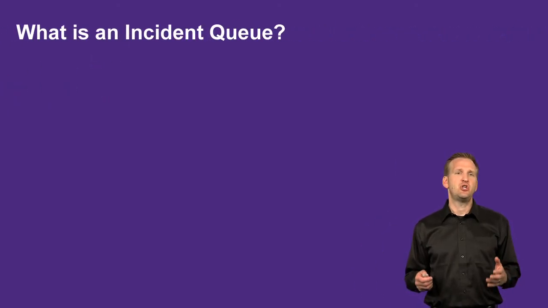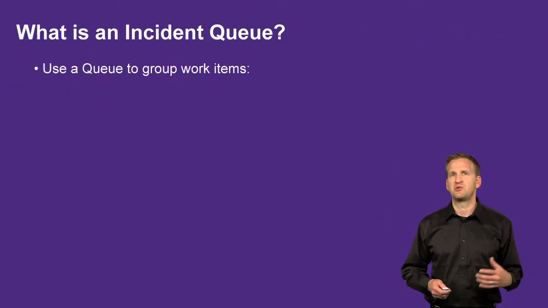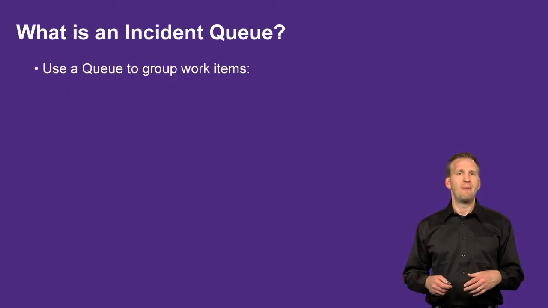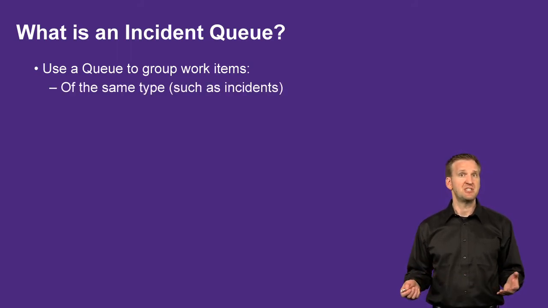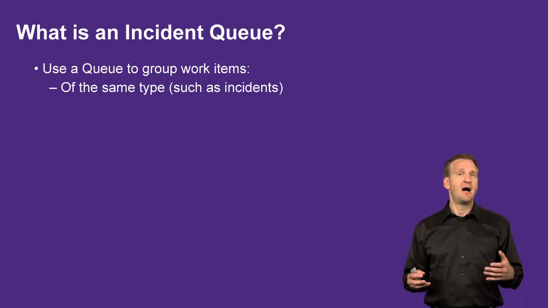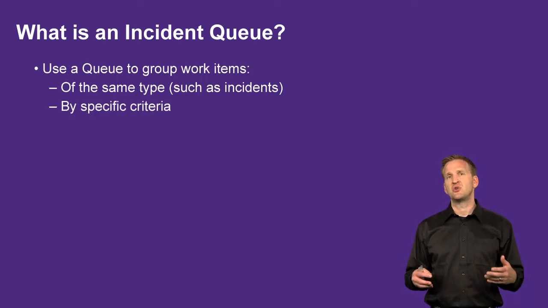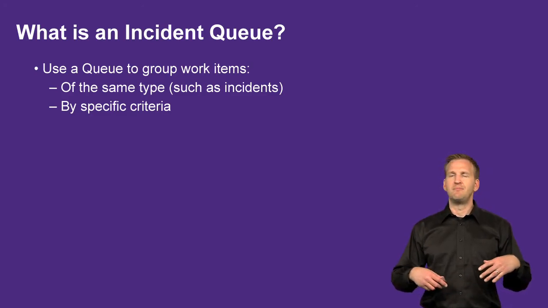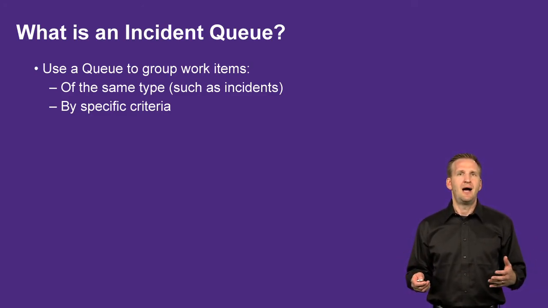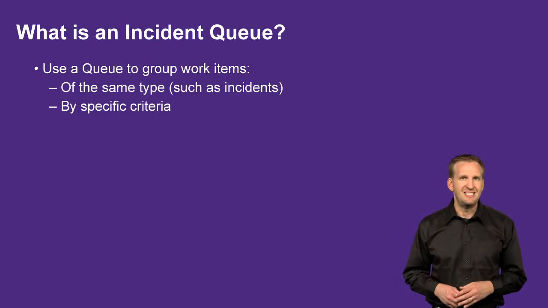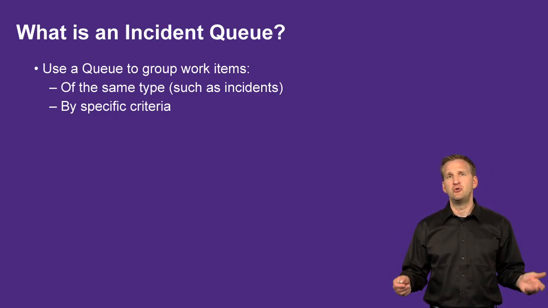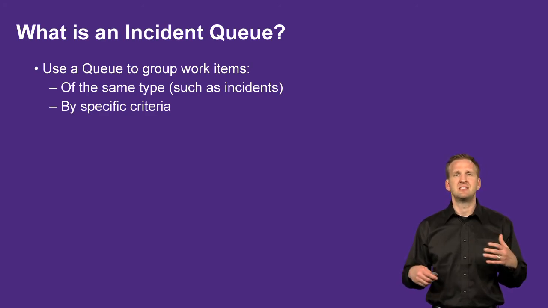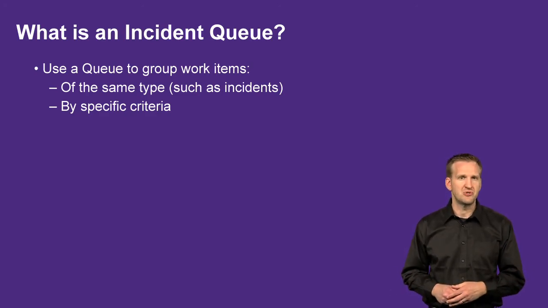So an incident queue is a way that we can group certain work items. So maybe of a certain type, such as incidents. So if I have a whole bunch of incidents of a certain type, I might want to queue them together. Maybe based on a certain criteria. So I queue all the incidents based on all elements in a certain data center or a certain user base, right? So all the incidents that were generated by certain sets of users.